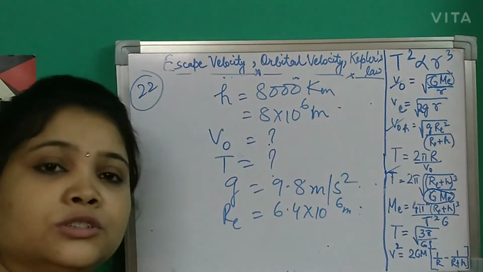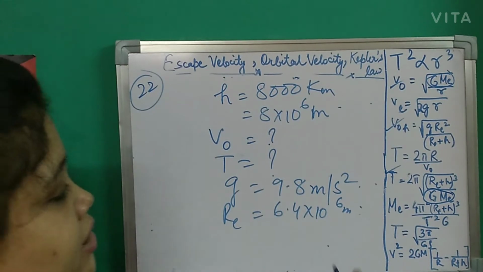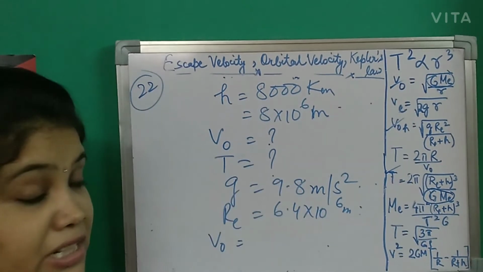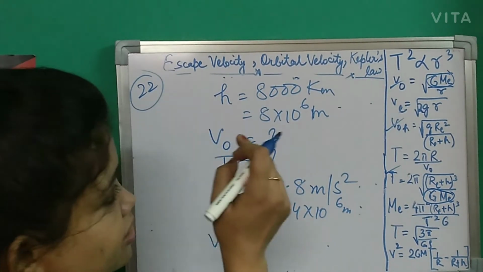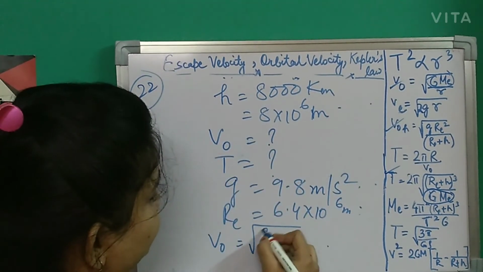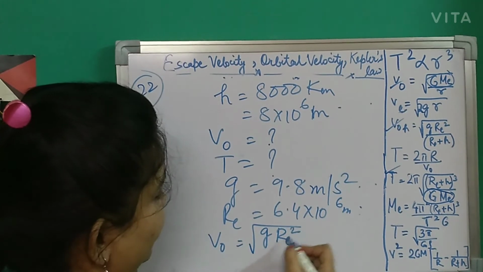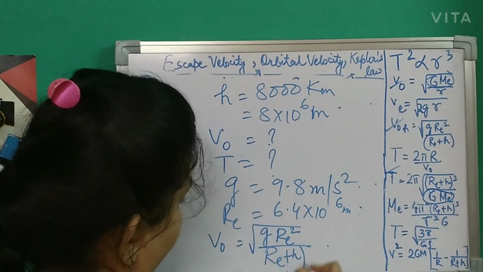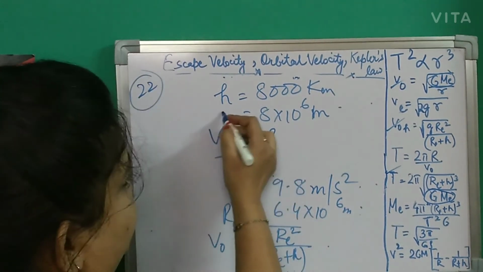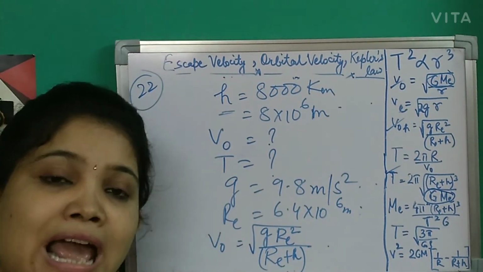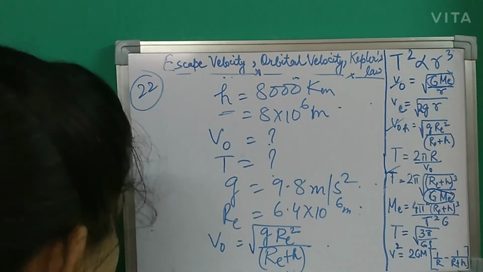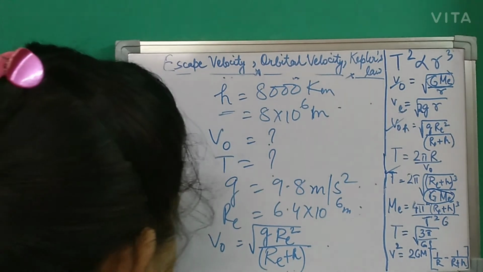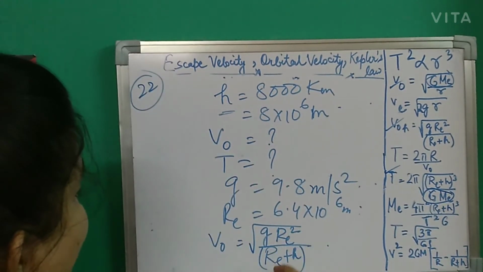So you know the orbital velocity. What is orbital velocity? V0. Now, all the sums are given in terms of your universal constant. So here, we can write it as root over G RE square by RE plus H. Why RE plus H? Because there is a height involved over here. As there is a height involved, you can write it as G RE square by RE plus H.